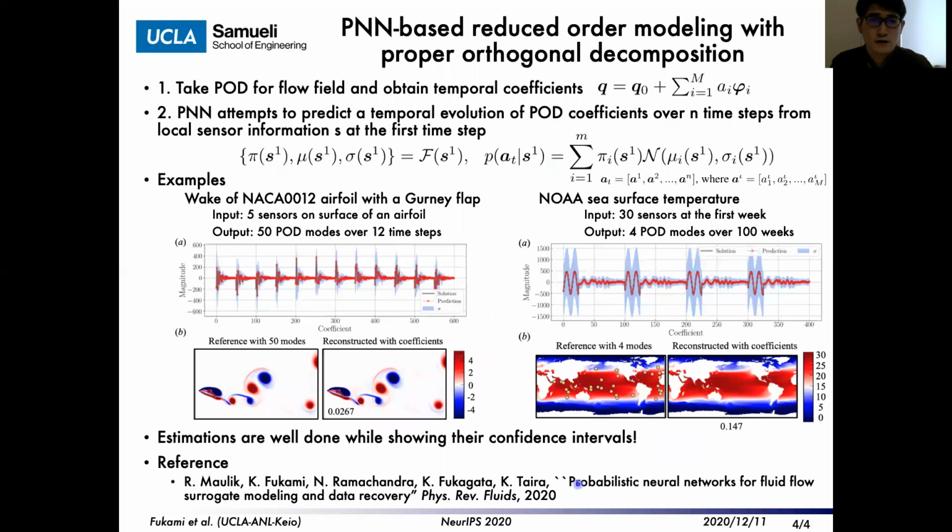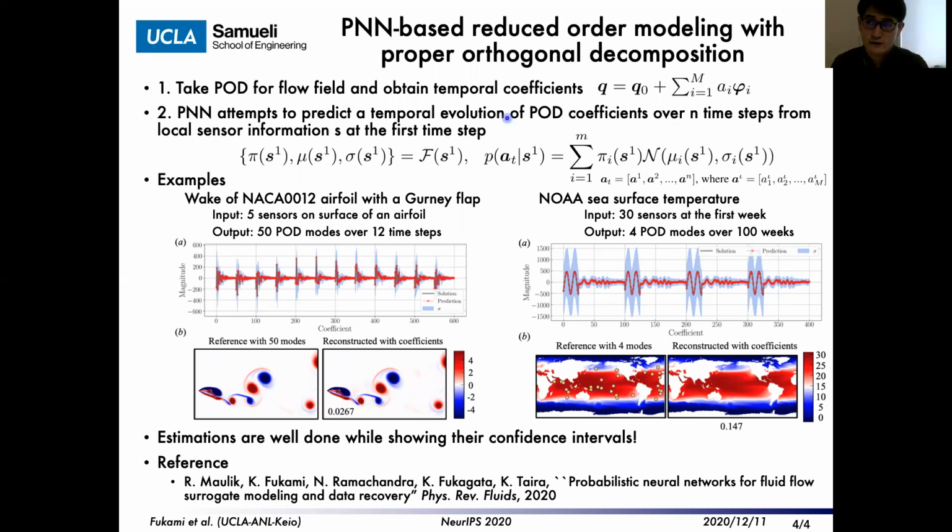So we apply this idea of the PNN to construct a reduced order model with proper orthogonal decomposition, POD, which is also known as principal component analysis, PCA. Our strategy here is, first, we take the POD of the flow field data and then obtain the temporal coefficients, such as q equals q0 plus the summation of a_i phi_i, and this a_i is exactly the POD coefficient. Then the PNN attempts to predict the temporal evolution of the POD coefficient over n time steps from the local sensor information s at the first time step.